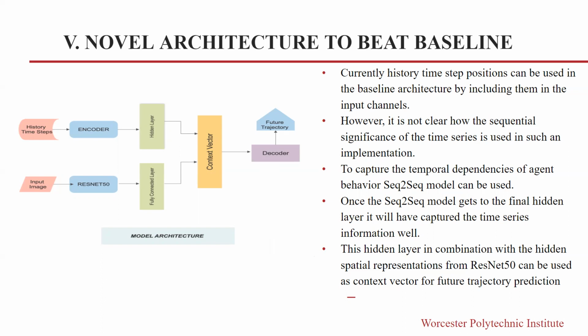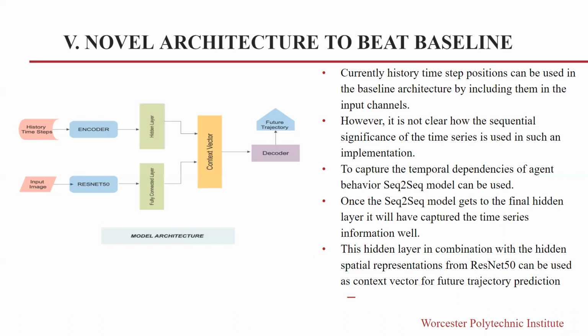So this hidden layer, in combination with the hidden spatial representations from ResNet 50, can be used as a context vector for future trajectory prediction. So basically, we have a temporal encoder, which encodes the time information of the history trajectory, and we have a spatial encoder, which encodes the spatial information of the image. You can see that the spatial encoder is nothing but the ResNet 50 which we are using. So in the model architecture, the encoder takes the history time steps.